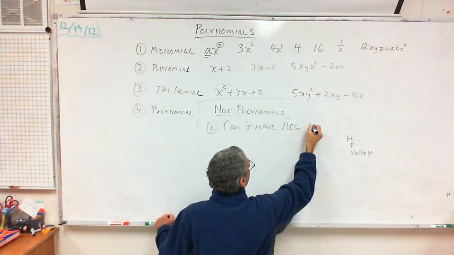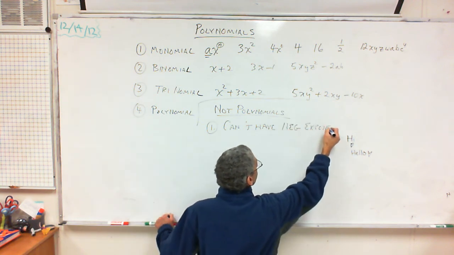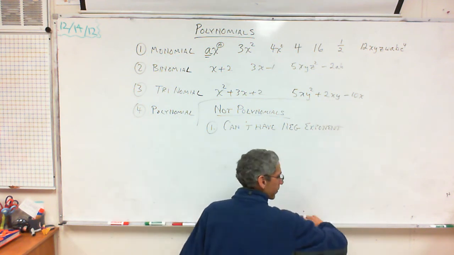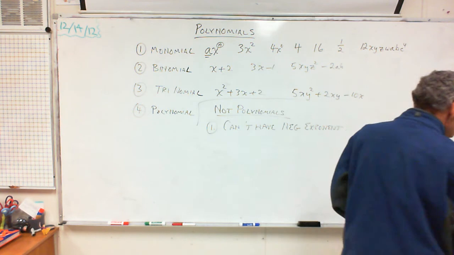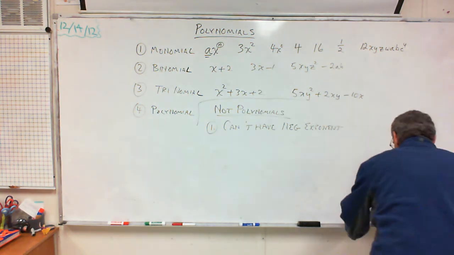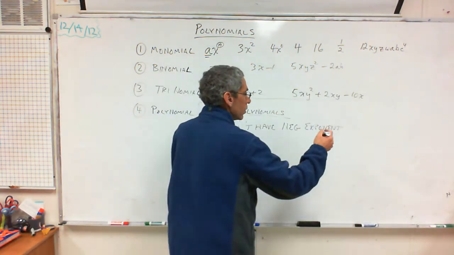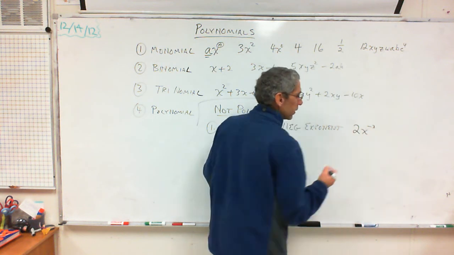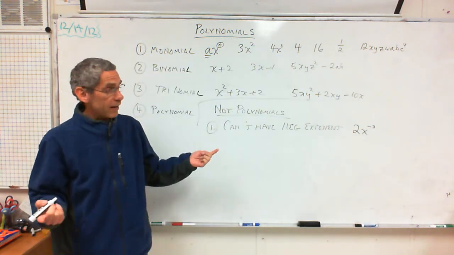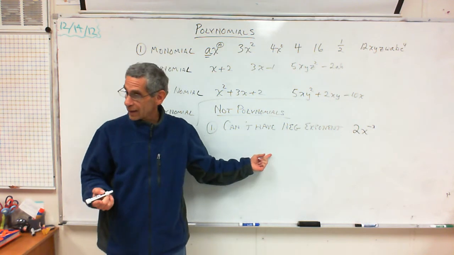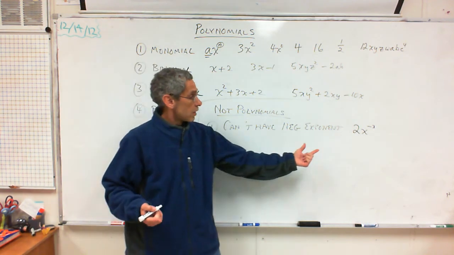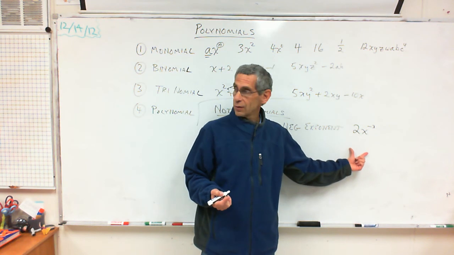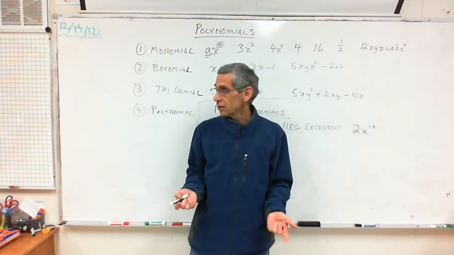This marker is starting to die. Hang on. Let me get a different one. Okay. Can't have a negative exponent. So you cannot have 2x to the negative 3. You can't have it and call it a polynomial. It is still a term that we would use. There's still stuff I can do mathematically with that. It's just not a polynomial. You know what I mean?